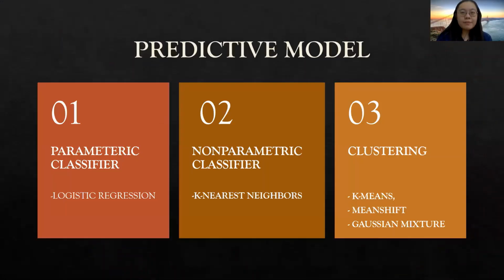So, we will use three types of model, which are parametric classifier, non-parametric classifier, and clustering. Since there are so many approaches under these three types of model, we will only choose one parametric, one non-parametric, and three clustering to our dataset.